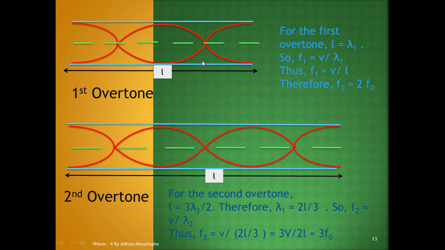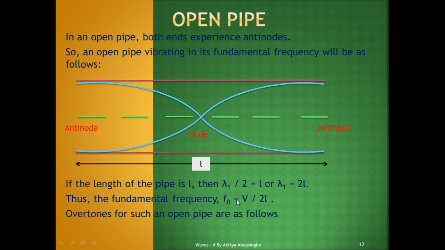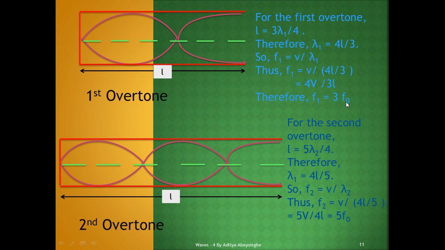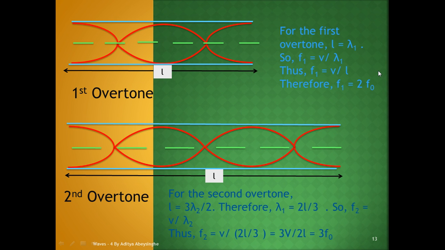So now this part and this part correspond to one loop. You can see that this part and this part is equal to this part, so that will be two loops. So when you form two loops, you know that you will form one wavelength. So if the length of the pipe is L, you can say that the length of the pipe is now equal to the wavelength. So since F is equal to V by lambda, you can say F1 is equal to V by L. However, you know that F0 is equal to V by 2L, so 2 times F0 is equal to 2 times V by 2L, which is V by L.